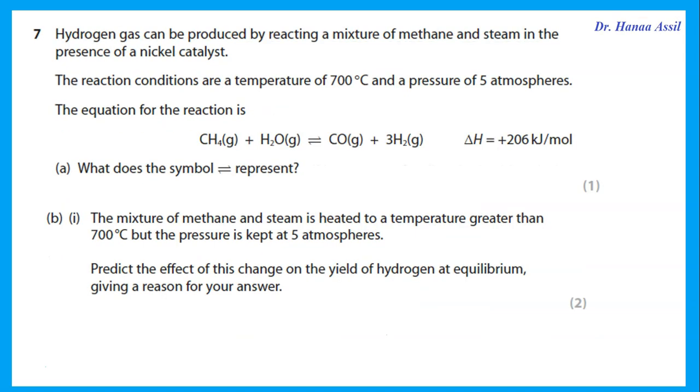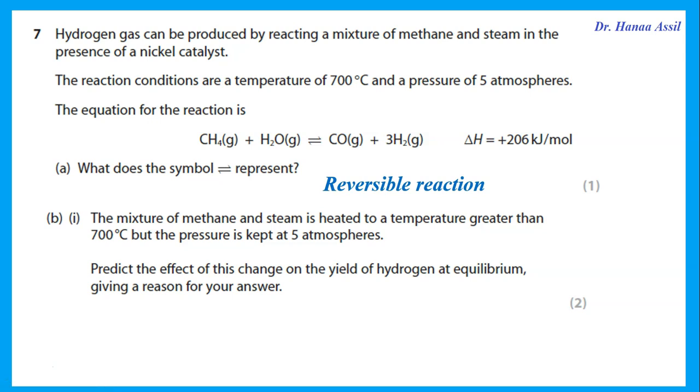Hydrogen gas can be produced by reacting a mixture of methane and steam in the presence of a nickel catalyst. The reaction conditions are temperature of 700 degrees Celsius and a pressure of 5 atmospheres. And the equation for the reaction is given. First, what does this symbol represent? Remember, this symbol indicates that the reaction is a reversible reaction.